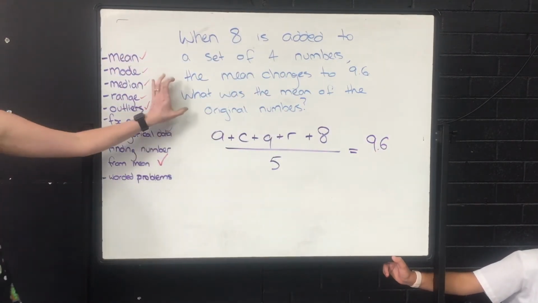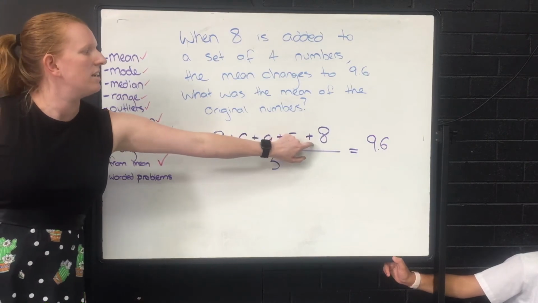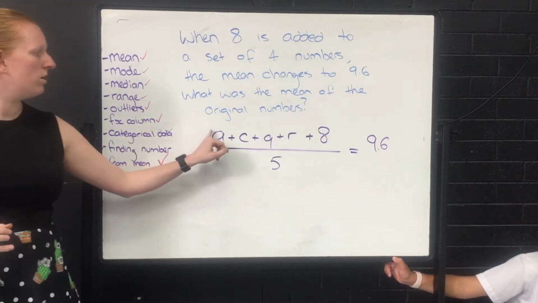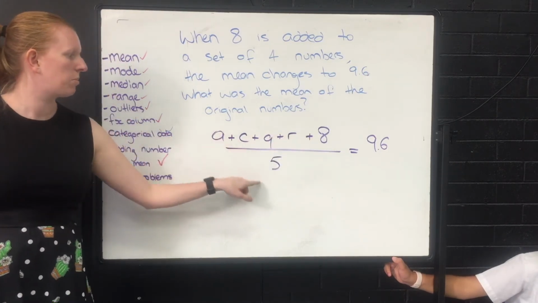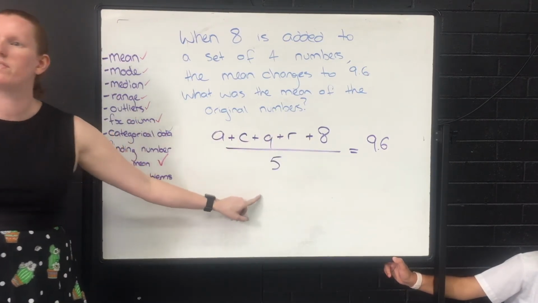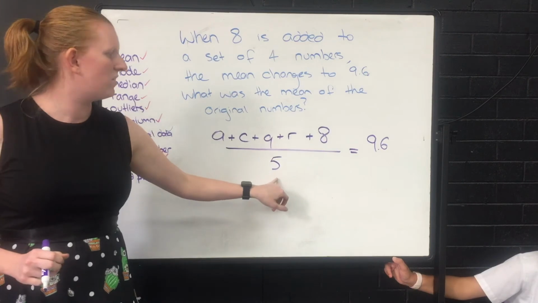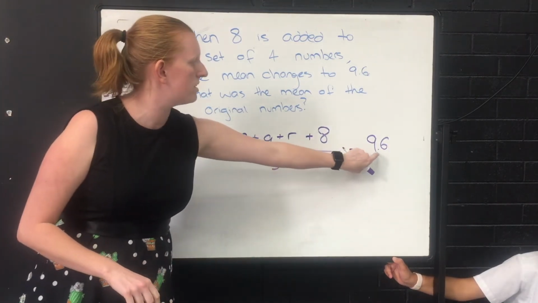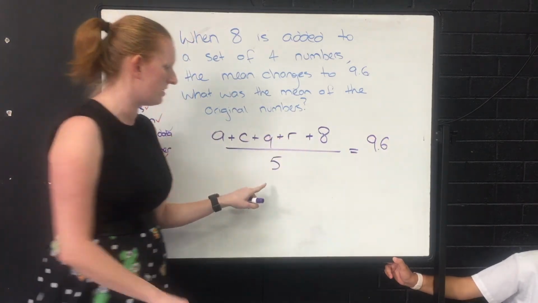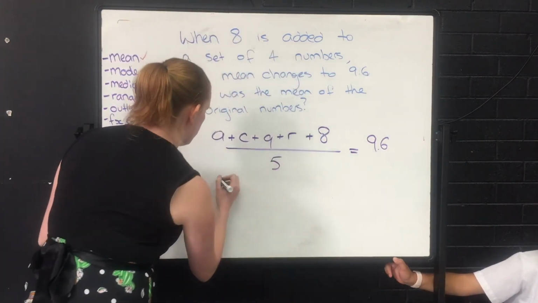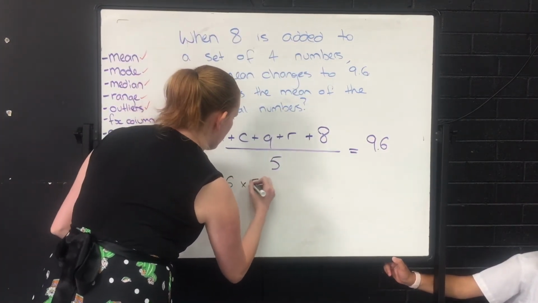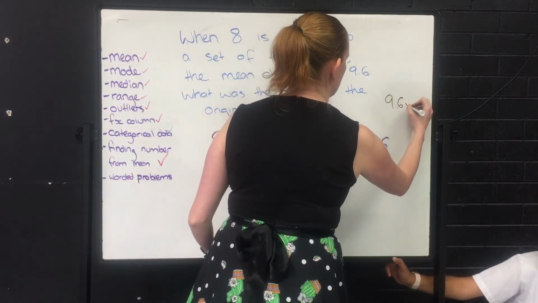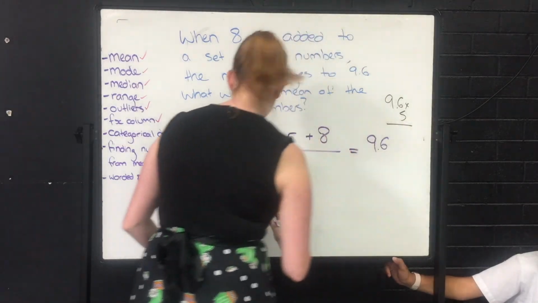Now I want to find what the mean was if I take this 8 away. So first I need to find out what these all added up to prior to me dividing it by 5. So what's the opposite of dividing by 5? Timesing by 5. So that's what I'm going to do to this, so that way it'll work it in reverse. So I'm going to go 9.6 times 5, which gives me 48.